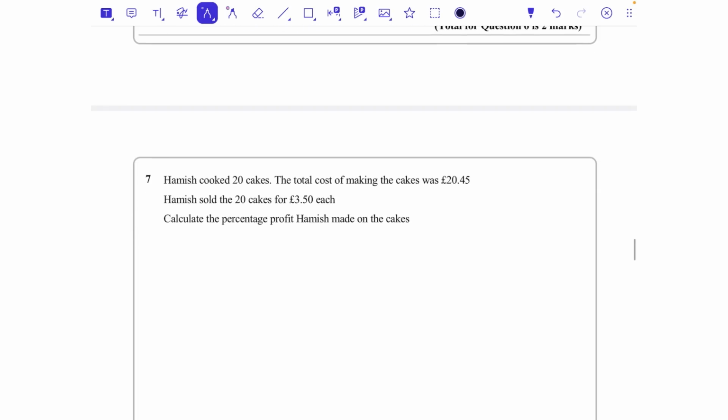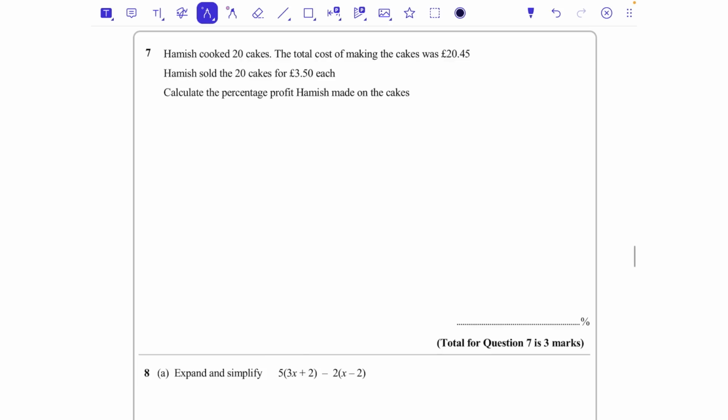Okay, question number 7. Hamish cooked 20 cakes. The total cost of making the cakes was £20.45. Hamish sold the 20 cakes for £3.50 each. Calculate the percentage profit Hamish made on the cakes. So £3.50 multiplied by 20 is going to be the amount of money that he got all together, and that is £70.